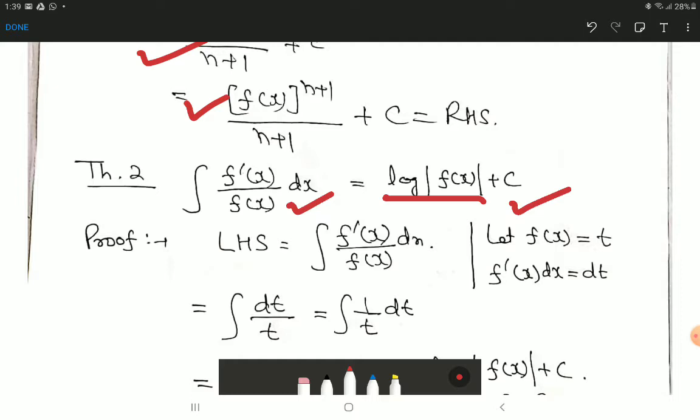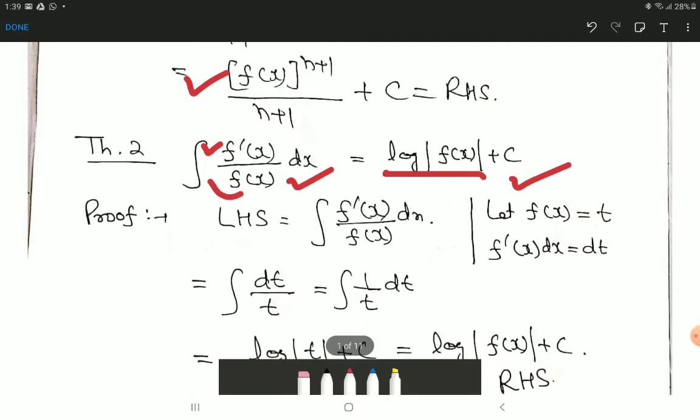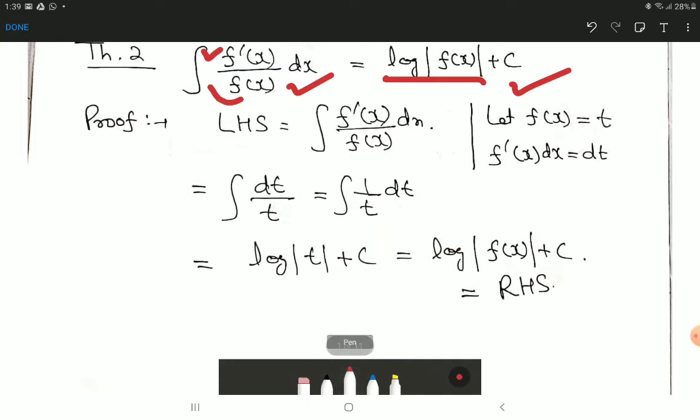It is applicable in those questions where in the denominator you have a function and in the numerator you have its derivative. So derivative upon function, its integration is log of denominator plus c. It can be proved in a similar manner, quite simple. Consider the left hand side. It is f dash x upon f(x) dx. Let f(x) is equal to t. Differentiate both sides. f dash x dx is equal to dt. So this f dash x dx is dt.